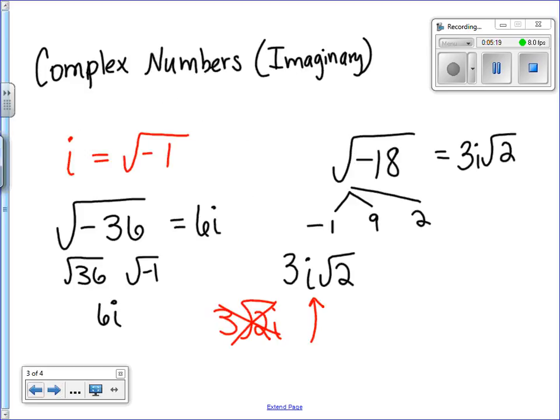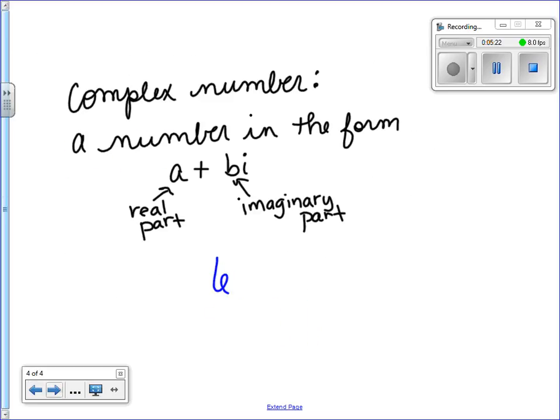What was the one that you said? 6i. 6i is a complex number. And you say, no, it's just imaginary, there's no a part. Well, if I put 0 plus 6i, there's my real part, there's my imaginary part. So it is a complex number with a real part and an imaginary part. You say, well, what about all those numbers I learned in the first grade? No one ever said anything about imaginary then. Well, 12 plus 0i. There's a real part, there's an imaginary part. So it's a complex number.